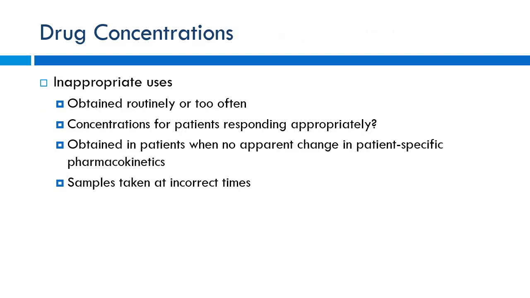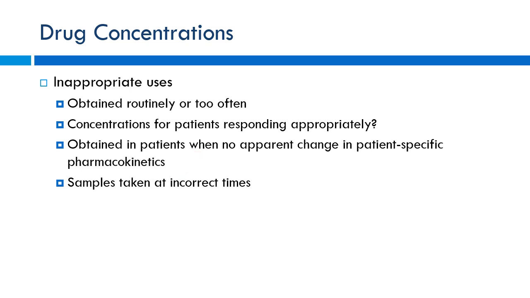Okay, some inappropriate uses. If we're ordering levels too often or just getting routine weekly levels because we want to, unless there's a really big change in your patient, you probably don't need to check levels, right? For instance, if I'm giving an antibiotic and the white count's coming down, their fever's coming down, they clinically look like they're improving, do I necessarily need to get a level? Maybe not in those cases, right? As I mentioned, getting levels in patients with no obvious changes in physiologic function is not really a good reason either.